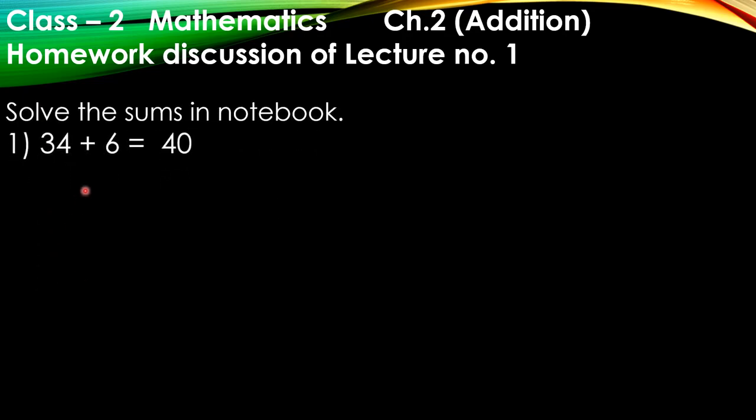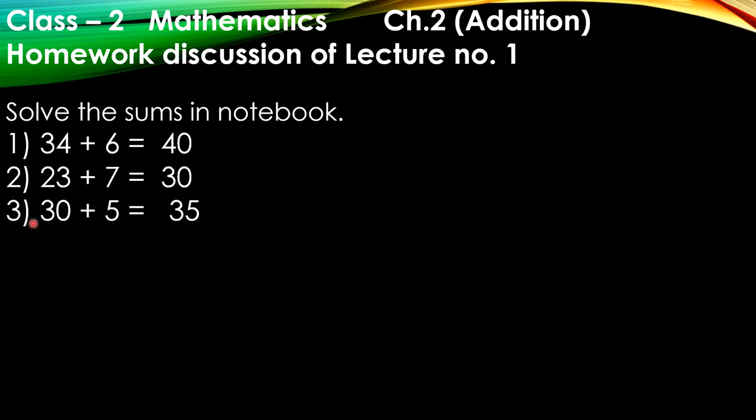Now beta, homework discussion of lecture number 1. Okay, I had given you sums to solve. So our first sum is 34 plus 6. So when we add 6 to 34, we will get 40. Understood? Now 23 plus 7. Okay, so after 23 you have to count 7 numbers. Okay, and our answer is 30.